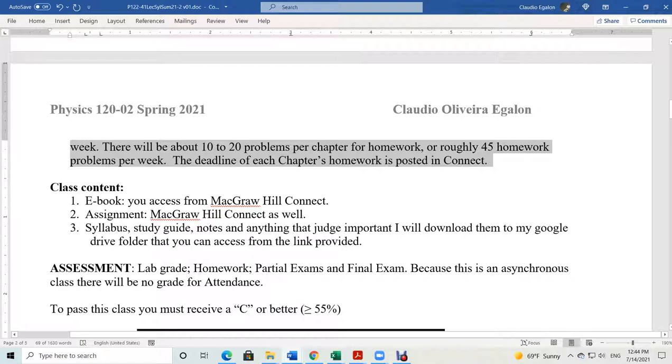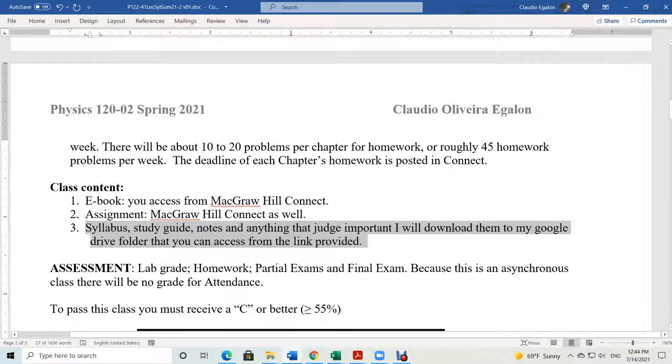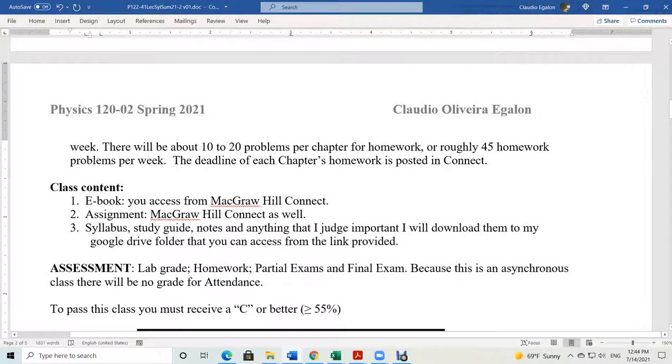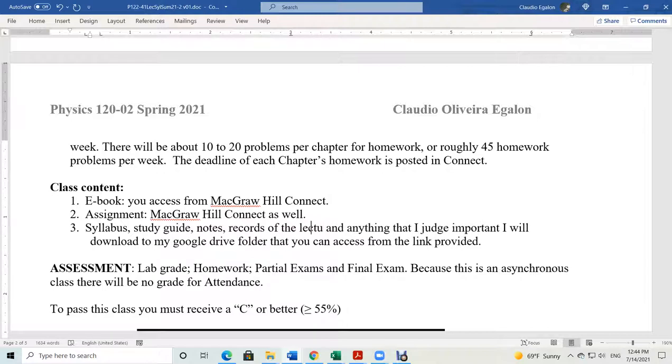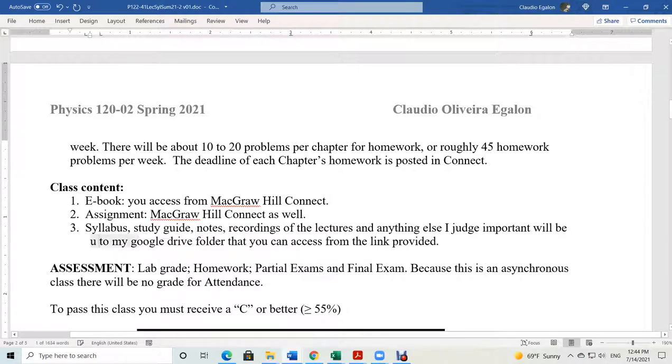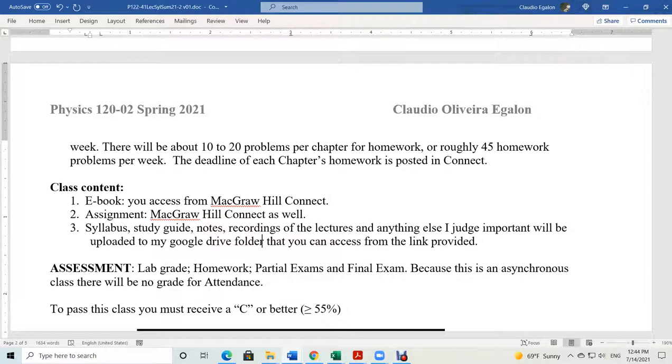The deadline of each chapter homework is posted in Connect. Class content: the ebook you access from McGraw-Hill Connect, the assignments in McGraw-Hill Connect as well. Syllabus, study guides, notes, recordings of the lectures, and anything else I judge important will be uploaded to my Google Drive folder and my YouTube channel.